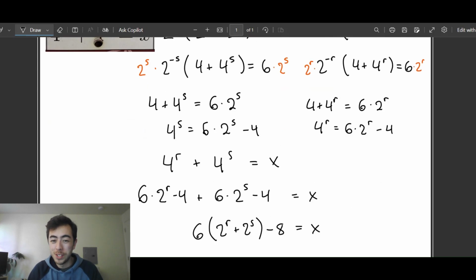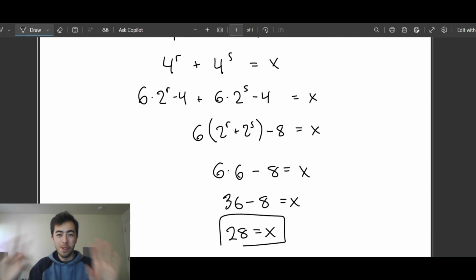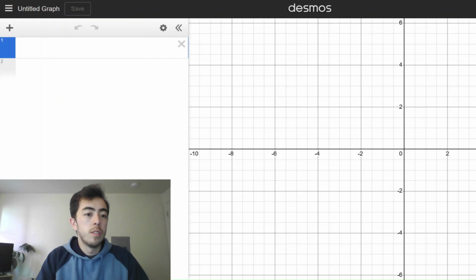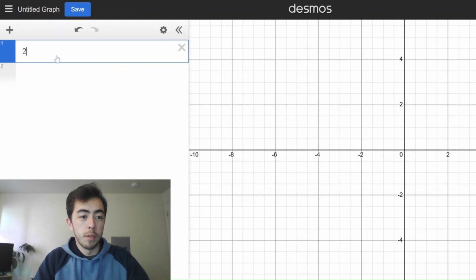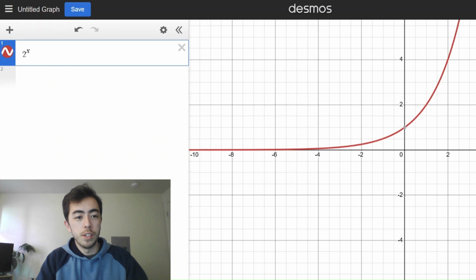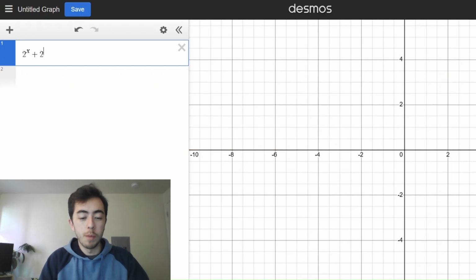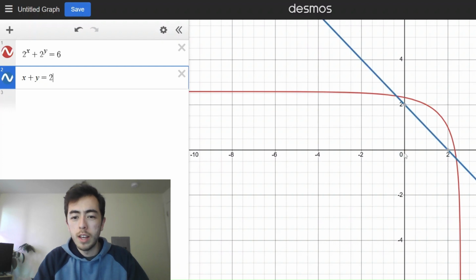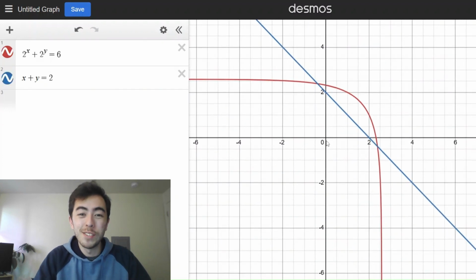How about, just to solve the whole problem, maybe I can find r and s graphically. So let's hop on over to Desmos. Instead of r and s, I'm going to pick x and y just so Desmos can show me something. So 2 to the x plus 2 to the y is equal to 6. And then the sum of x and y should be 2. And so, that makes sense. I got 2 solutions here.